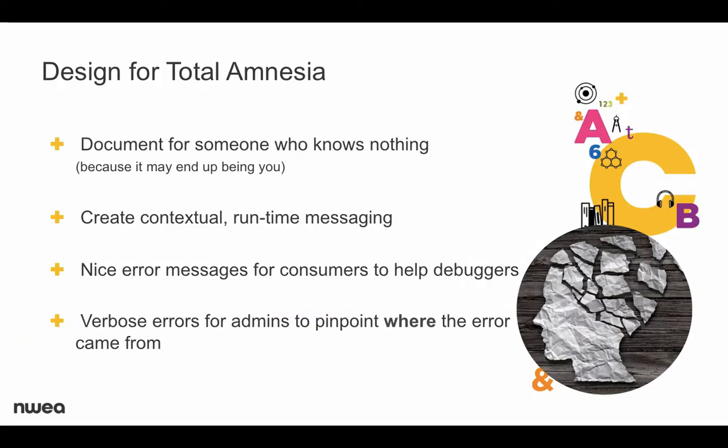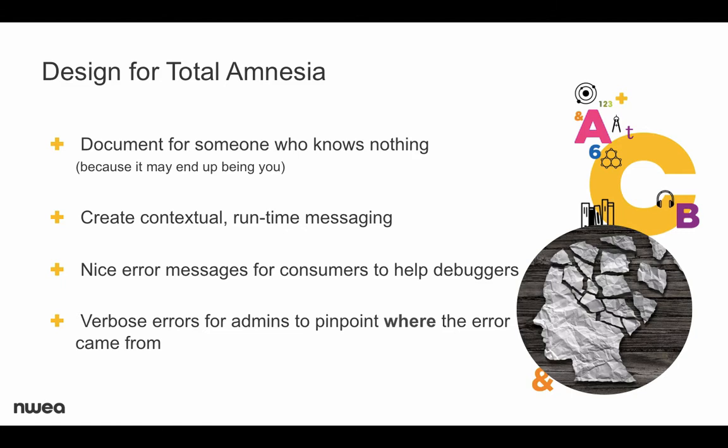Another way to think about this is designing for total amnesia, meaning you yourself are going to forget what you did. If you have to come back to some code a year later, nobody's going to expect that you actually remember everything that you did in there. So you should make it easy to understand what's going on, not just in the documentation or the comments in your code, but creating contextual error messaging.